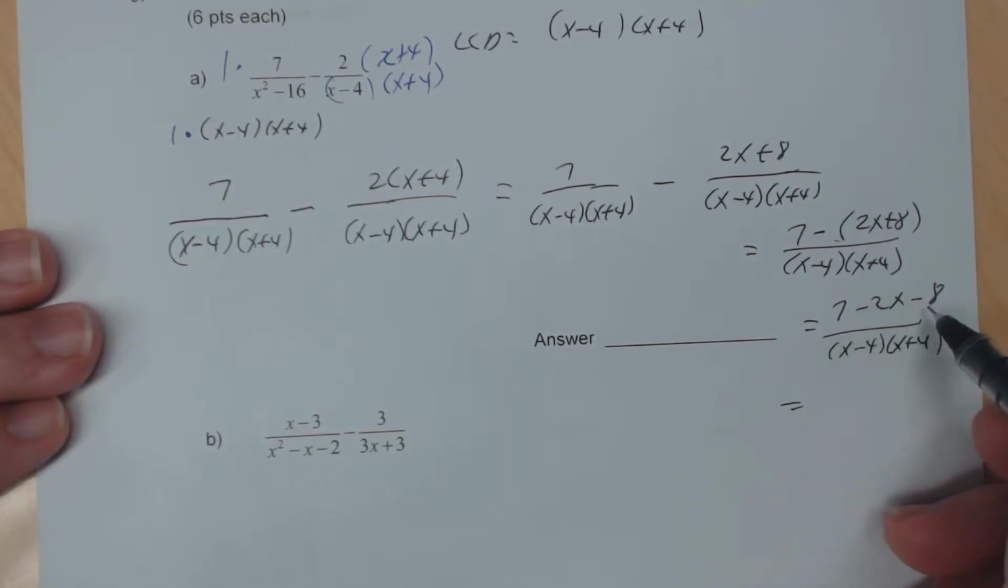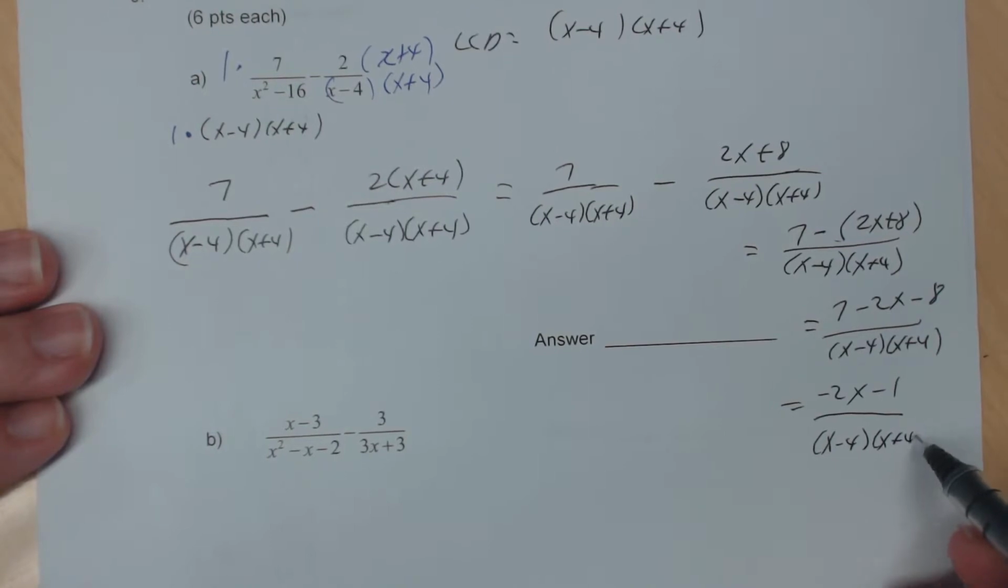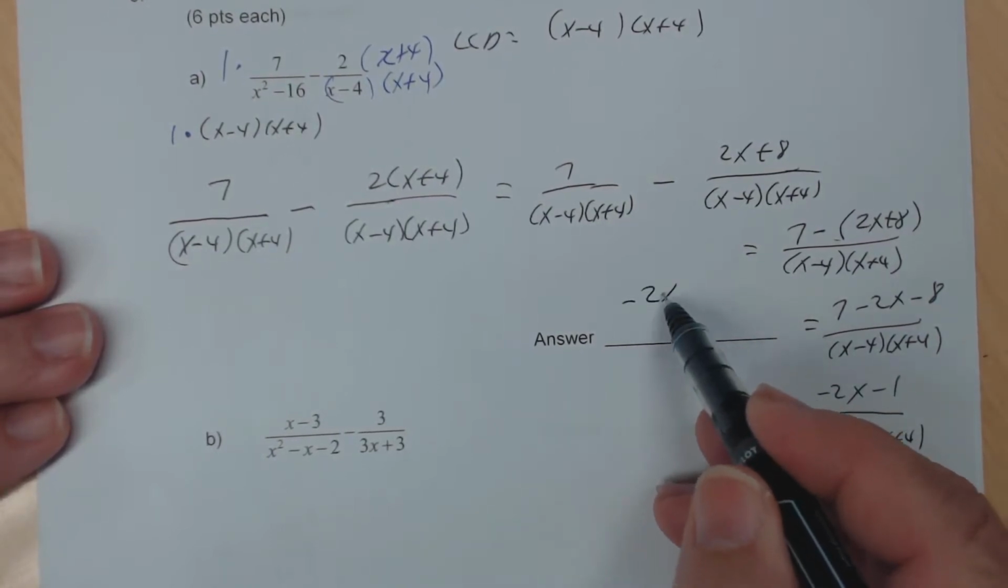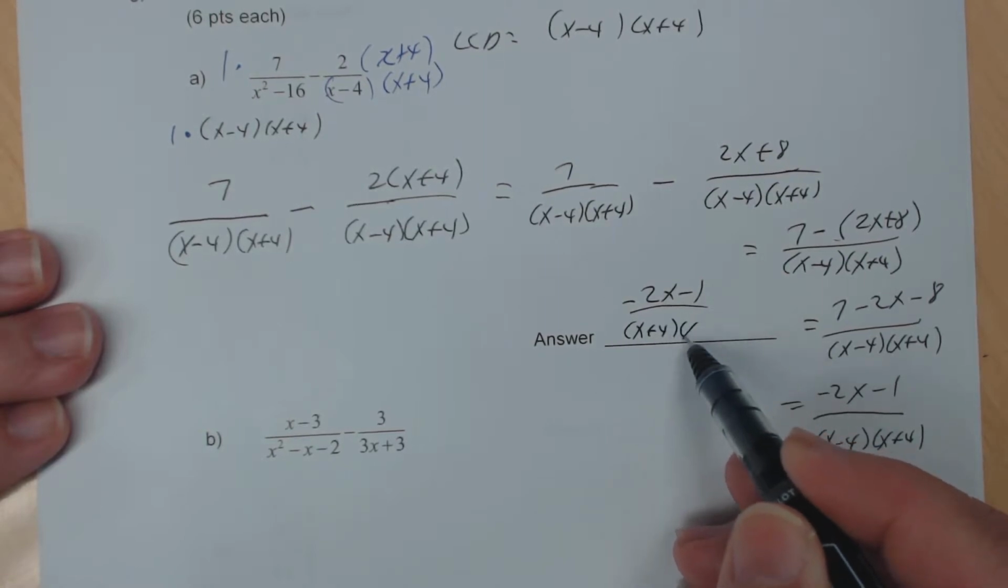And so 7 minus 8 is a negative 1, so I get negative 2x minus 1 divided by x minus 4, x plus 4. All right, so that's your answer. So negative 2x minus 1 divided by x plus 4, x minus 4.